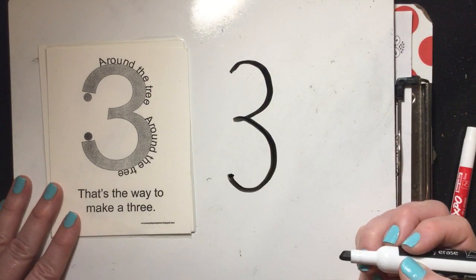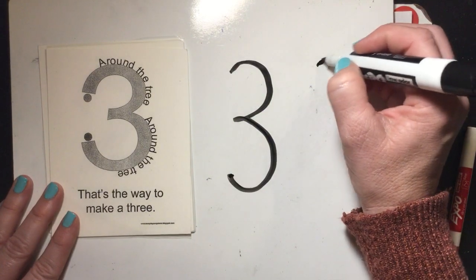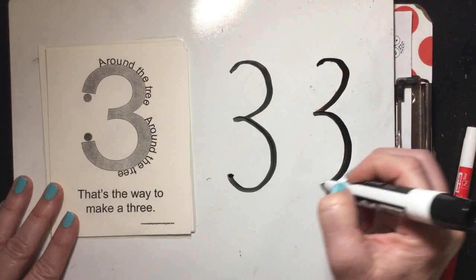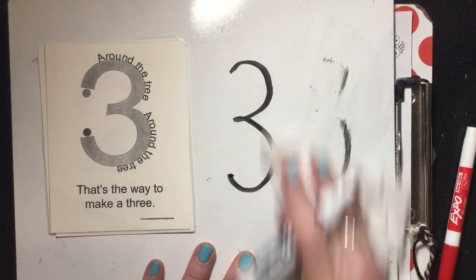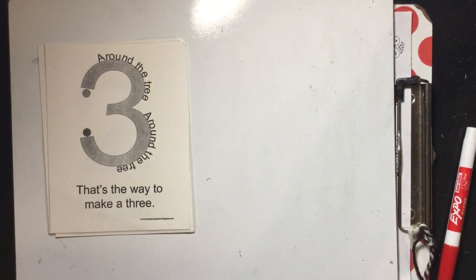That's the way you make a 3. Let's do another one. Around the tree, around the tree. That's the way you make a 3. Good job. All right, let's look at the next one.